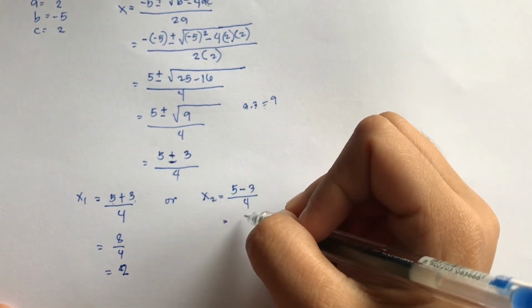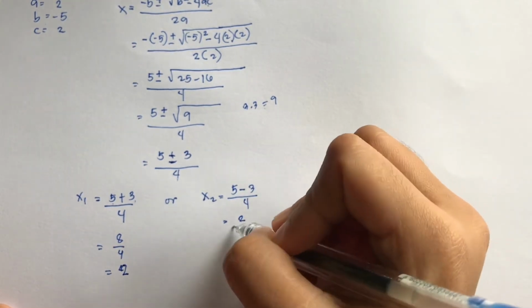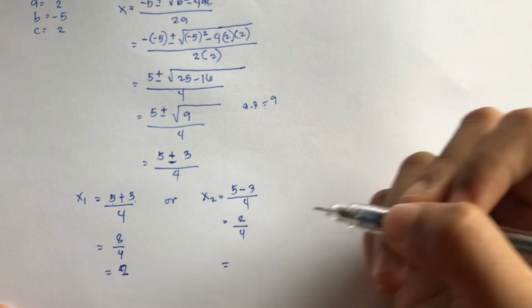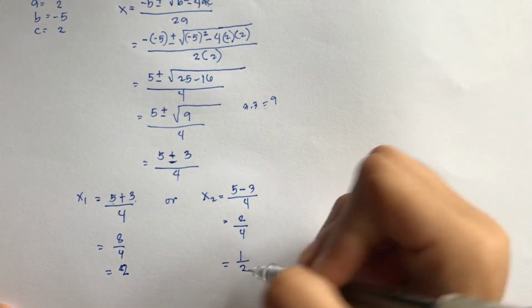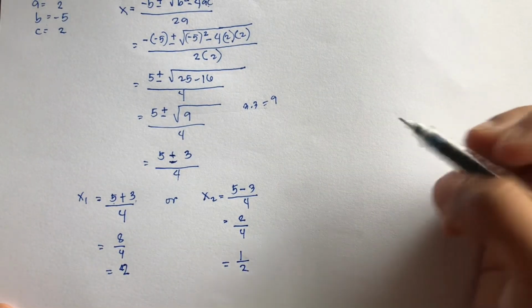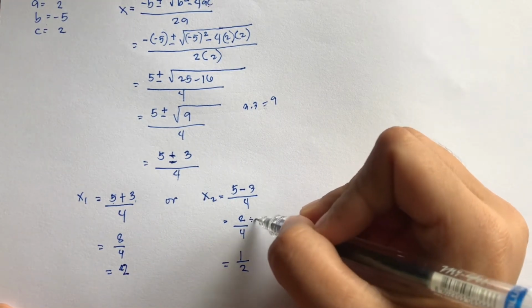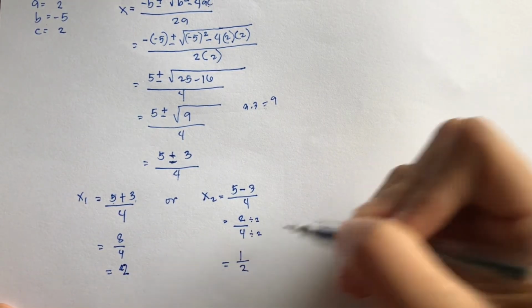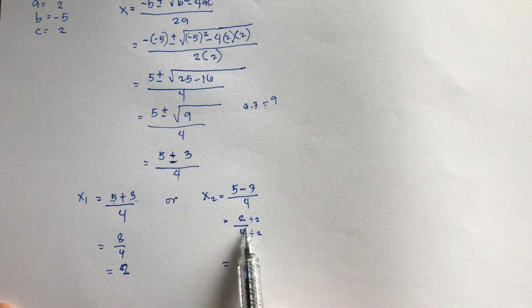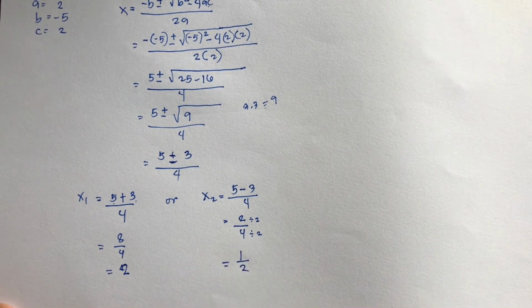5 minus 3, that's 2 divided by 4. So this becomes 1/2. We only have to divide the numerator and the denominator by 2. 2 divided by 2, that's 1. 4 divided by 2, that's 2. Clear? So how are we going to check if our answers are correct?